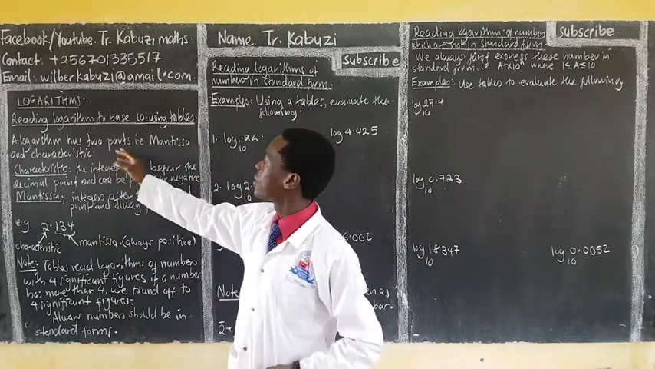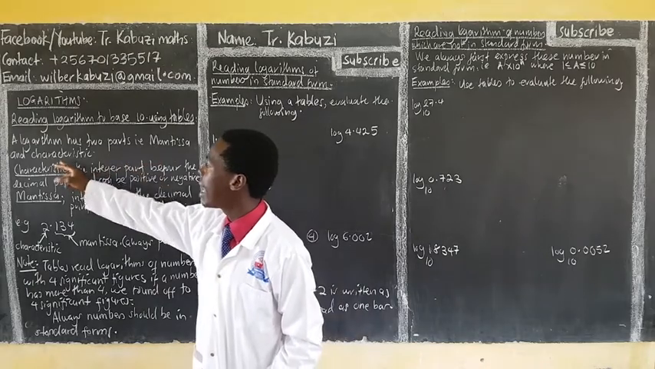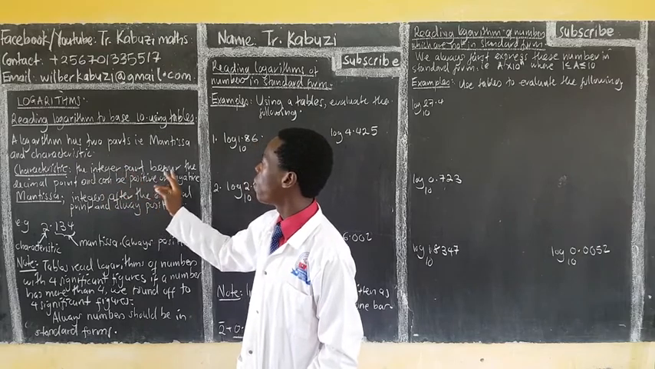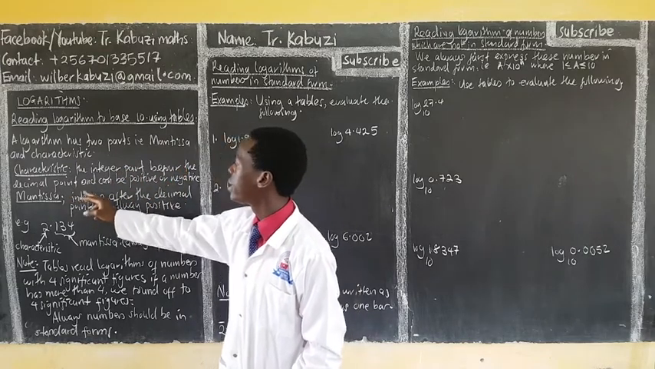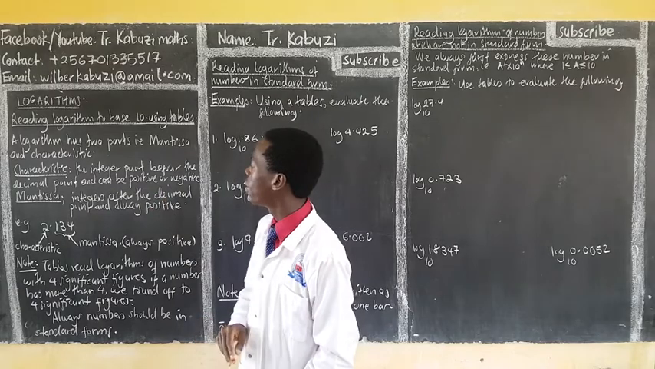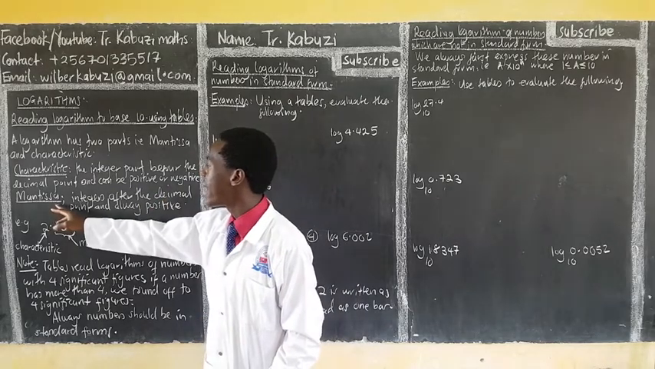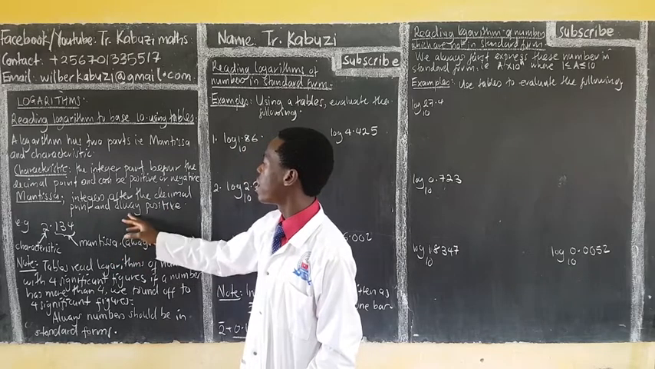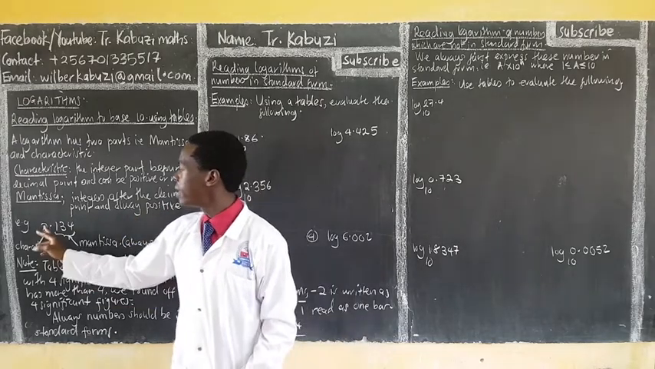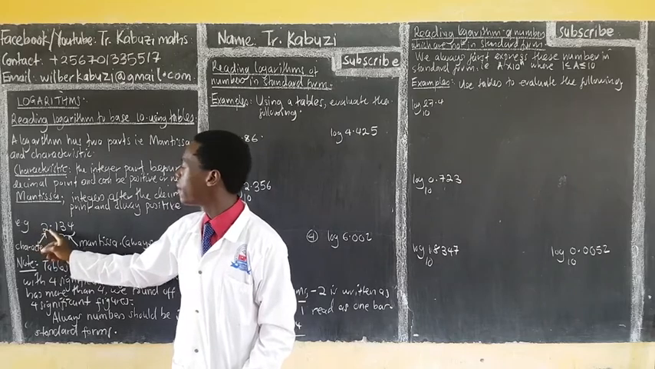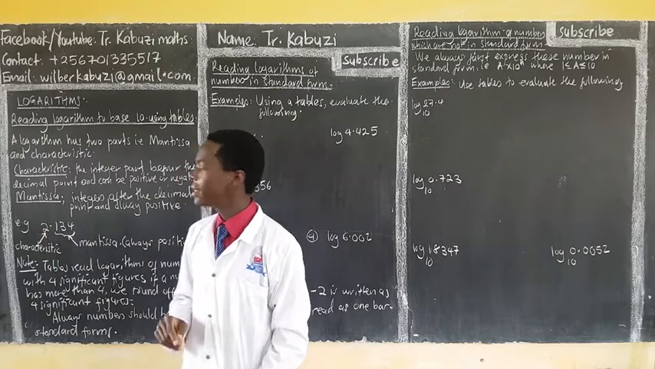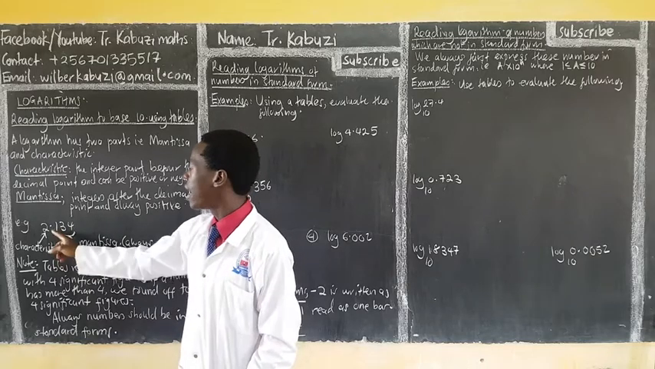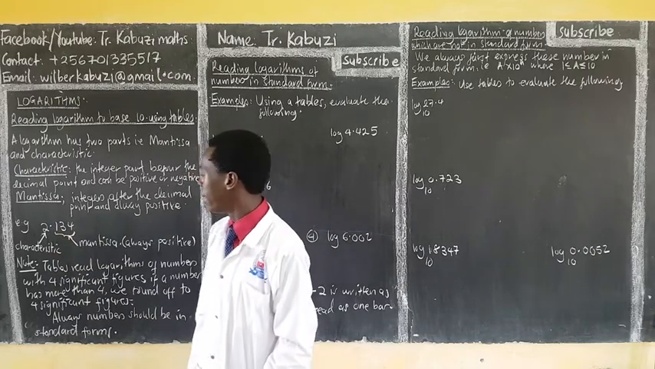So a logarithm has two parts, i.e. the mantissa and the characteristic. The characteristic is the integer part before the decimal point and can be positive or negative. Then the mantissa is the digits after the decimal point and is always positive. So the first digit before the decimal point is what we call the characteristic. Then the mantissa is this part that follows after the decimal point.